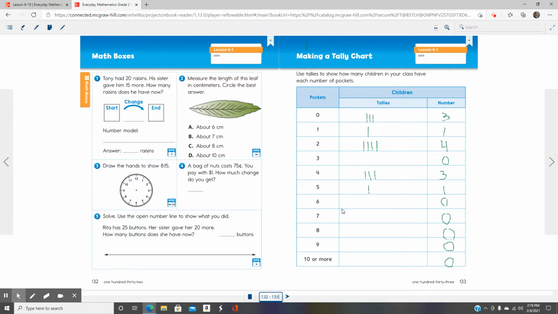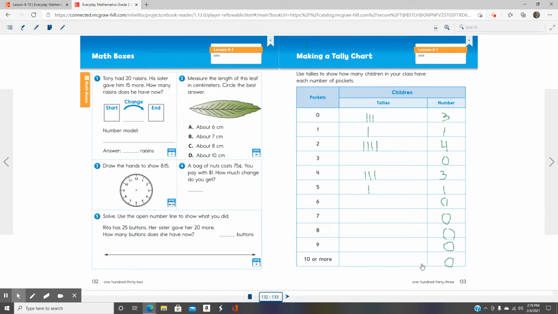So you'll notice that for the numbers 6 through 10 or more, that means how many people were wearing 6, 7, 8, 9, or 10 or more pockets. Nobody was. So we put no tally marks and we put zeros. I'm very sorry about my sloppy writing here. It's very hard to write with a mouse and a virtual pen, but I'd like to think I'm getting a little bit better. So there's that.